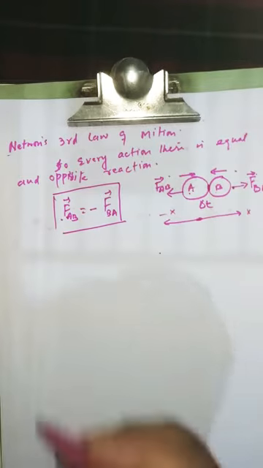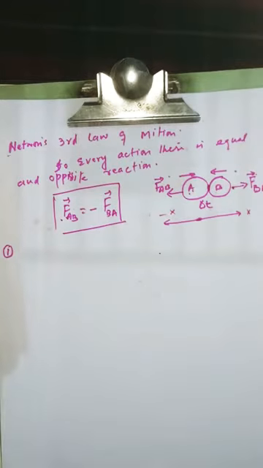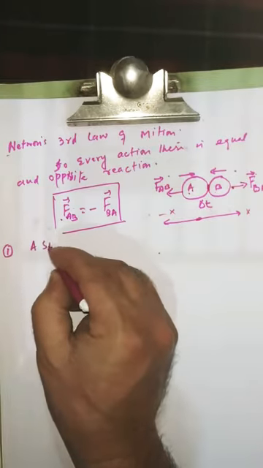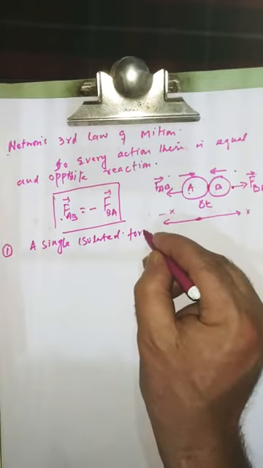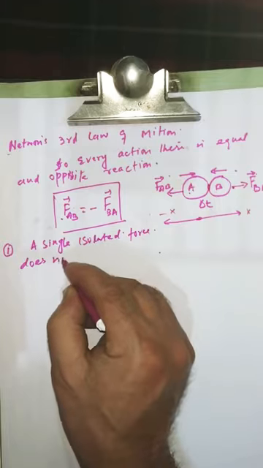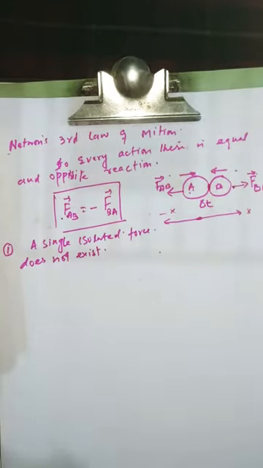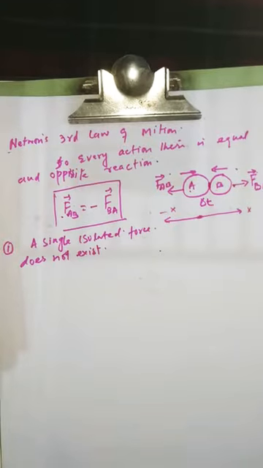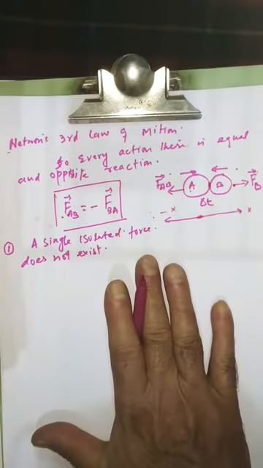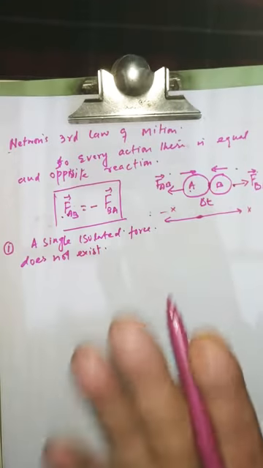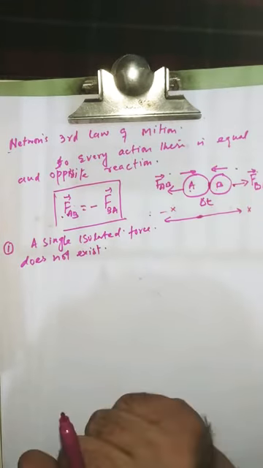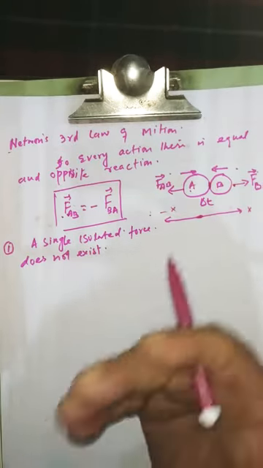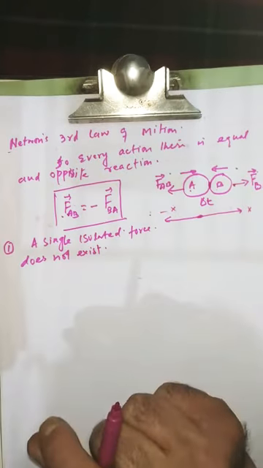Now what are the points to remember about it? Number one. A single isolated force does not exist. So there are always two forces. Suppose that I push this table. Now when I have pushed this table, the table gives another force in return. So a single force never exists. Suppose you fire a gun, you fire a bullet. So when force acts on the bullet, there is an equal force on the gun. So both exist simultaneously. Correct?